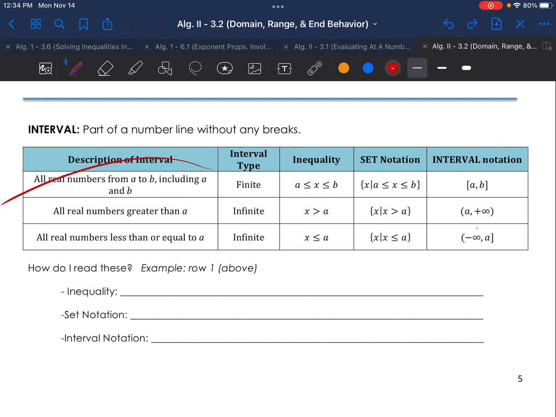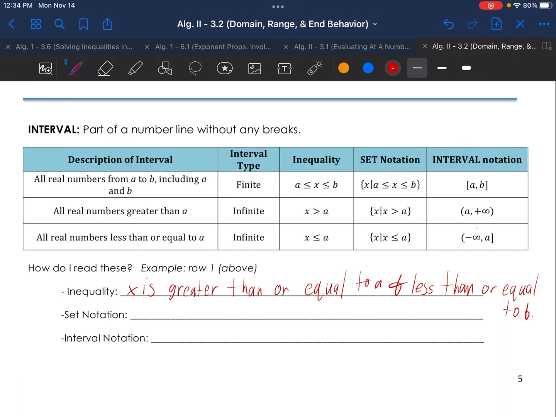So how do you read these? Using these up here. We're just going to use that first one above. So the inequality would be read as x is greater than or equal to a and less than or equal to b.